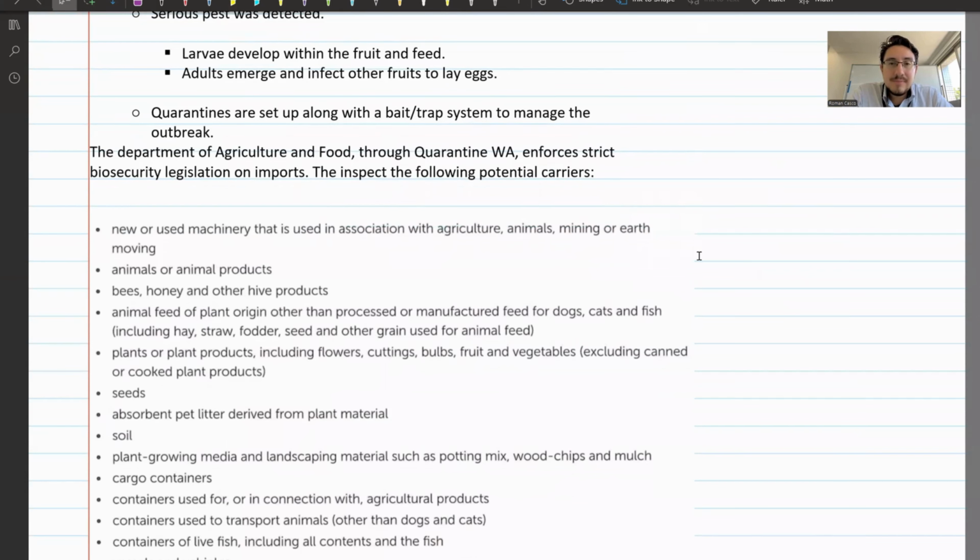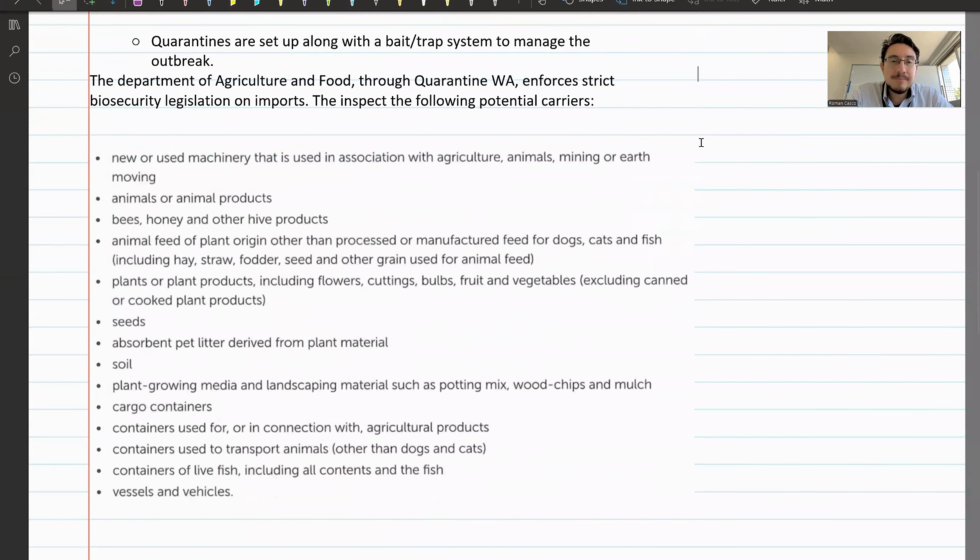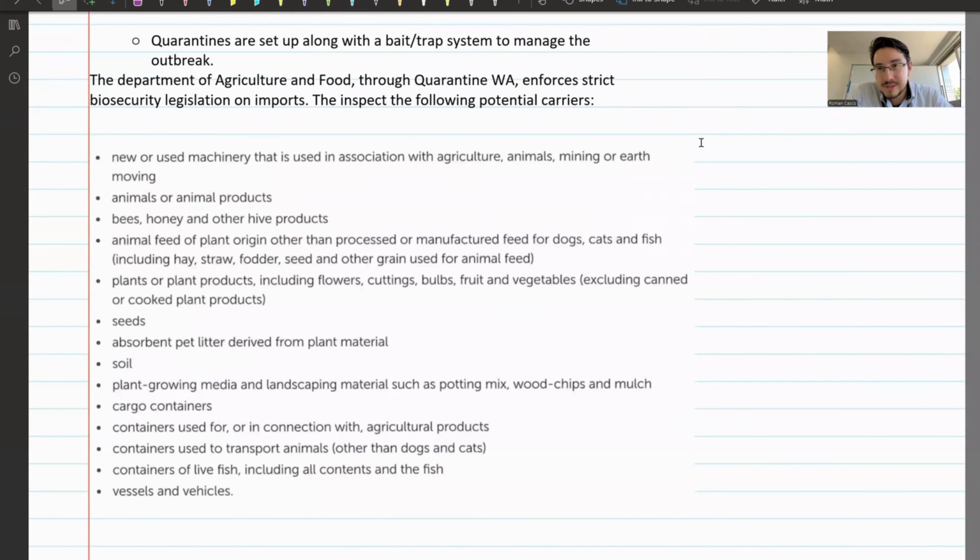So how would you manage that? By setting quarantines where you would have a certain kind of trap system, you would make them come to where you want them to go and essentially quarantine them. So it's very important to inspect, which will lead to avoidance, the prevention of a certain vector coming in or even the pathogen itself coming in.